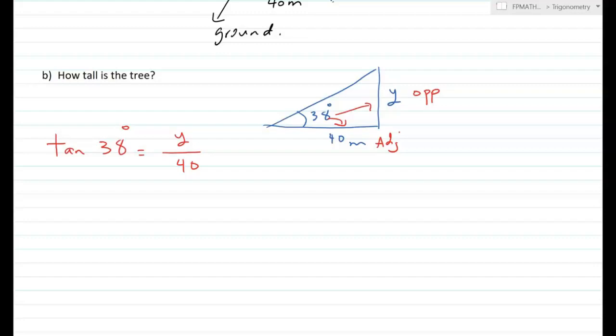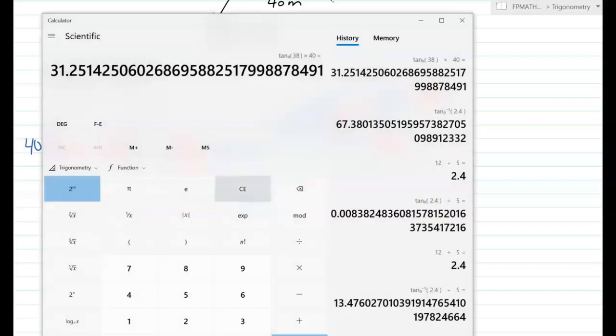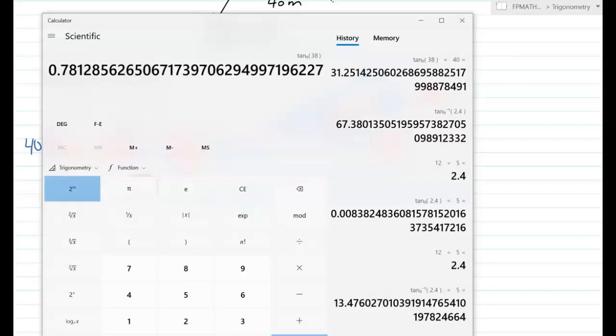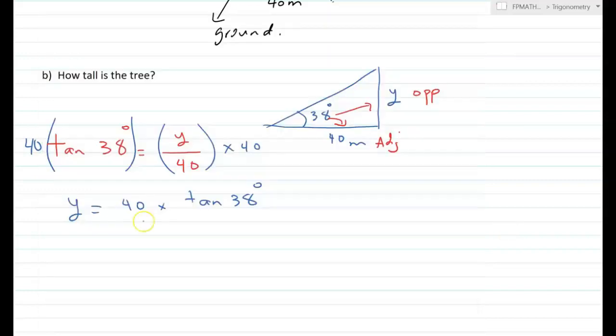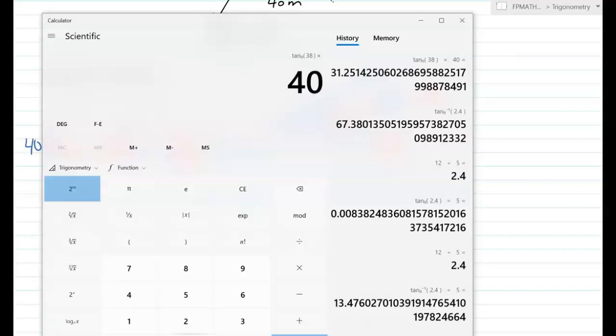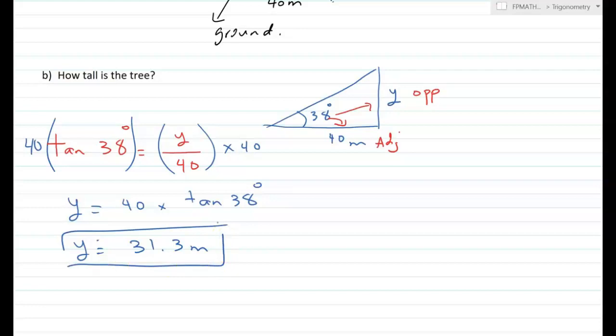And to solve this, you just multiply both sides by the lowest common denominator, right? 40 and 40. So y, the height of the tree, is 40 times tan of 38 degrees. And you go to a calculator. So clear calculator. So first of all, 38 degrees tan, and then multiply that by whatever that number was, which was 40. So in this case, I have to multiply that by 40, and I get 31.25. So y equals 31.3 for approximation meters. That's the height of the tree. And that's how you solve this problem.